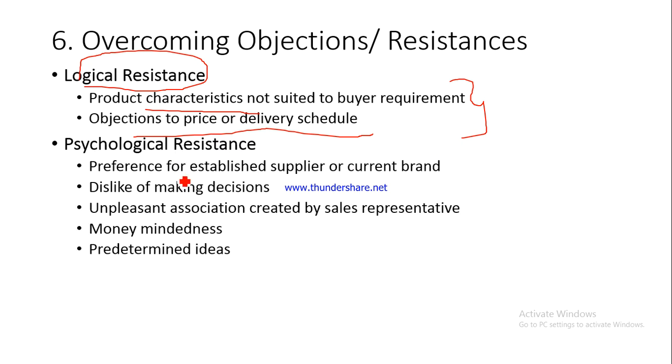But then there can be psychological resistances also, which are not actually based on some reality or facts, but are some kind of prejudices that the buyer may have, or some kind of risk aversion to buying a new product, right? And what are these psychological resistances? Please have a look. He knows that your product is a better one, but he still prefers the current supplier. He does not want to switch from the current supplier to you, though he knows very well that your product is the superior one, but he does not want to switch. So this is a psychological resistance.